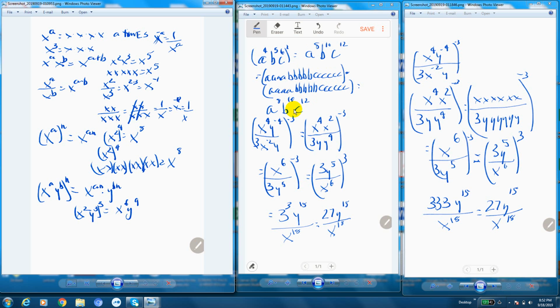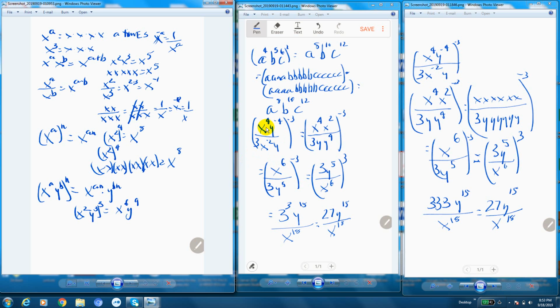Now let's do the problem which looks really intimidating. x to the fourth, y to the minus 4th, divided by 3 x to the minus 2 times y to the negative third power. Okay, first thing you do, you get rid of these negative exponents. If you do work inside the parentheses, you get rid of these negative exponents.